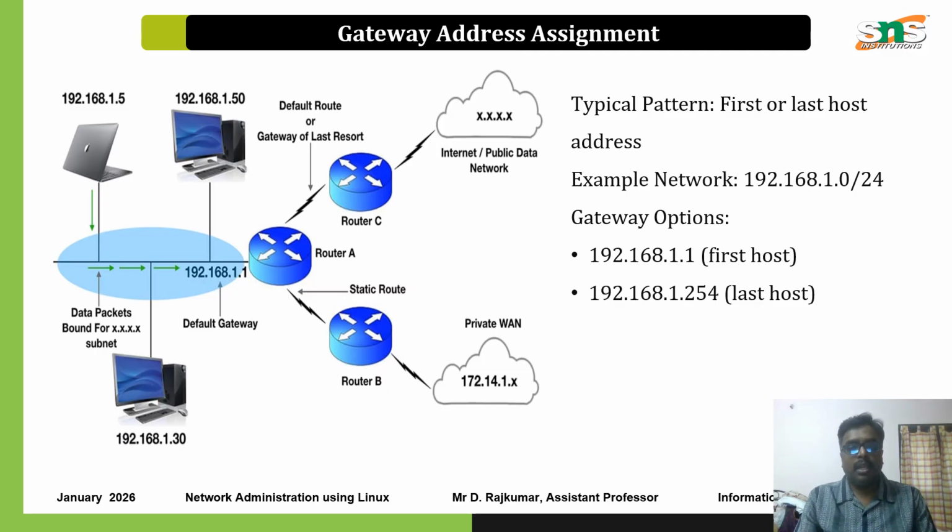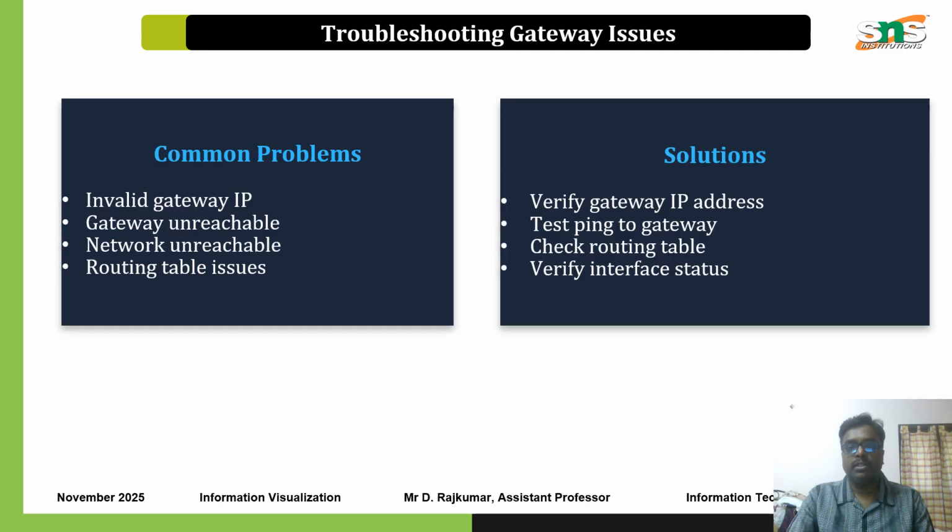Next is the gateway address assignment. Here we use the router as the gateway. The typical pattern is the first or last IP address. Whenever we use a set of IP addresses, normally the gateway or router will be assigned the first or the last IP address. For example, if we have 254 hosts, either it will be 192.168.1.1 or it will be 192.168.1.254. So it is either the first host or the last host.